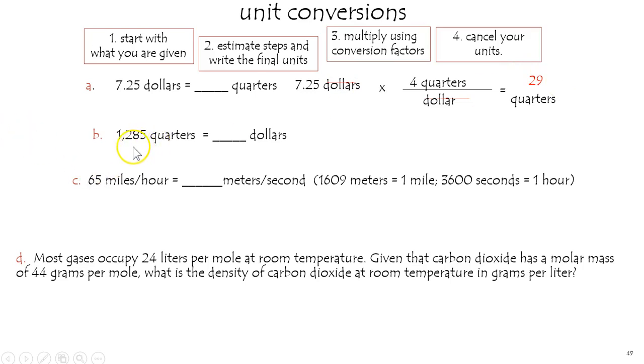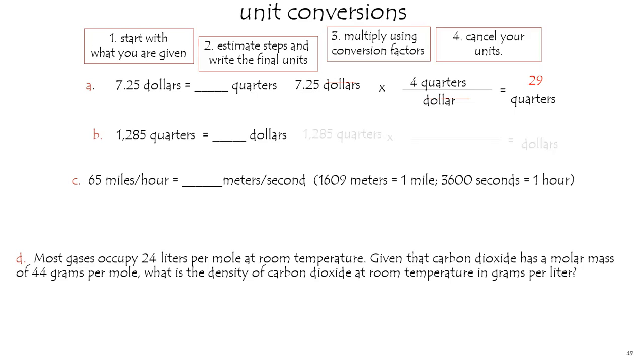Here's one you probably can't do in your head. We've got 1,285 quarters in a bag. How many dollars is that? Well, I guess it's going to be 1/4, right? We're going to divide it by 4 since there's 4 quarters for every dollar. Sure, and most students like to just divide by 4 and get their answer, but don't do it.